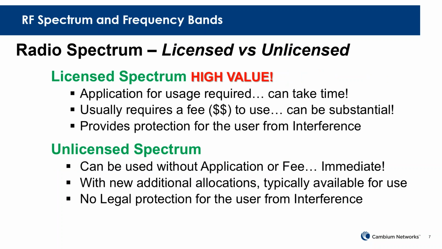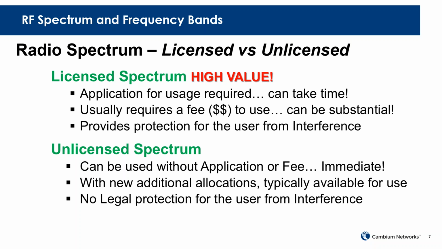What else about radio spectrum? Another attribute that we should probably talk about, and I think I alluded to in some of the earlier slides, is this concept of licensed spectrum and unlicensed spectrum. Licensed spectrum typically requires an application for its usage. Applying can take some time, so you've got to plan ahead if you're going to want to use licensed spectrum for some type of application, because you've got to go through some processes. It's not just go online, fill something out, and immediately you have it.